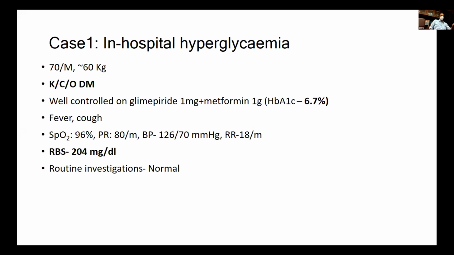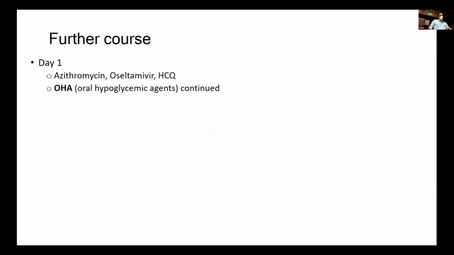He had normal vitals. He was maintaining saturation. On the day of admission, his RBS was normal. There was no vomiting, no renal dysfunction, no liver dysfunction, no cardiac dysfunction. The RBS of 204 is optimal. This was during the initial days of COVID, so he was given azithromycin, oseltamivir, and hydroxychloroquine as part of his protocol.